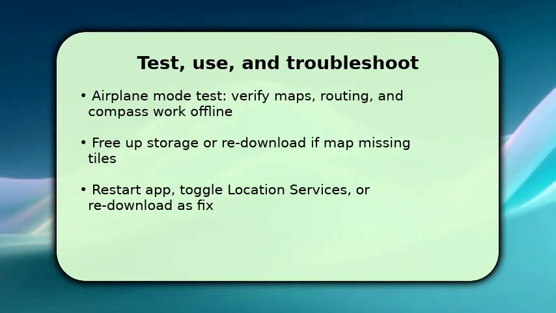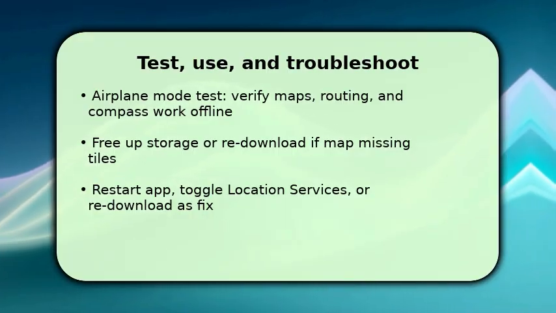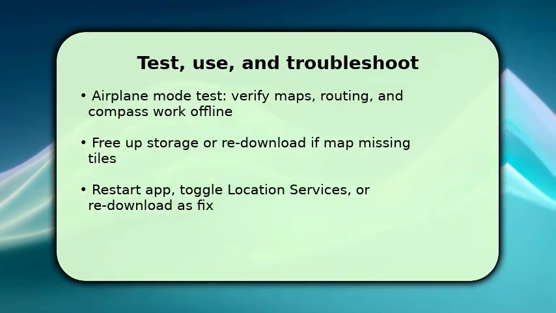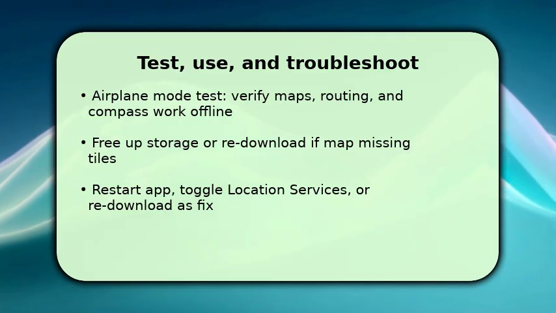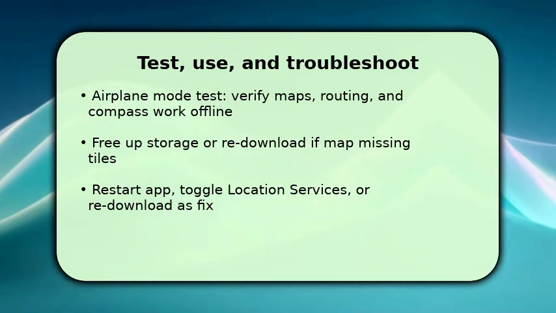Switch to airplane mode and run a route to confirm tiles, routing, and the compass update. If routes fail or tiles appear blank, check available storage and re-download the area at a different quality. Incomplete downloads are the most common issue.